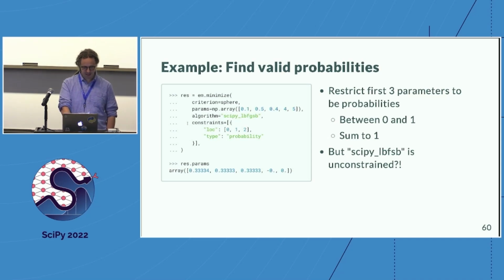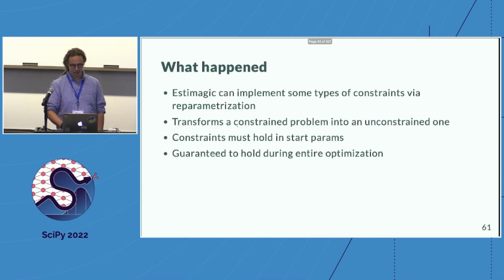And how you would specify it is you pass a list of dictionaries, or in that case, if there's just one constraint, a simple dictionary where the location entry specifies which parameters are involved in that constraint. And the type parameter specifies which type of constraint it is. And here you can have all the shortcut constraints that are implemented in Estimagic. And when you run the optimization, you'll see that it actually works. So these are all valid probabilities. The LBFGSB optimizer is unconstrained. So the question is what happened.